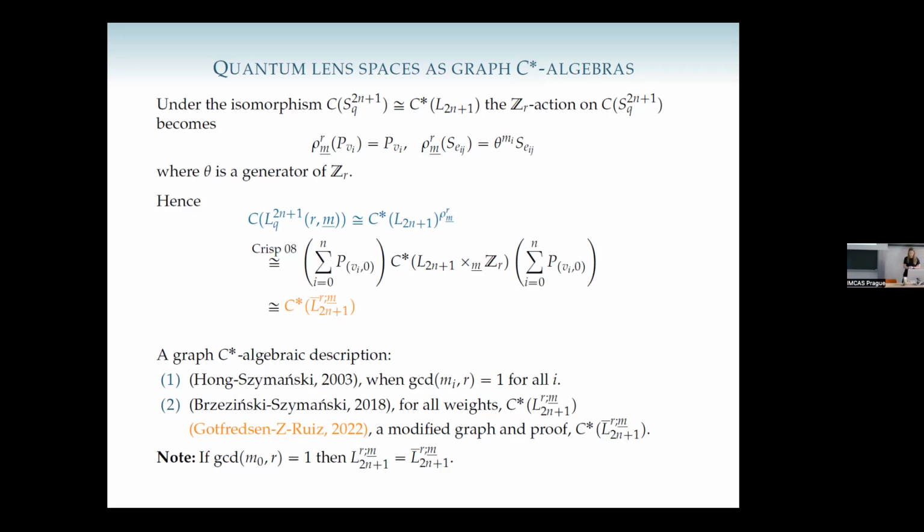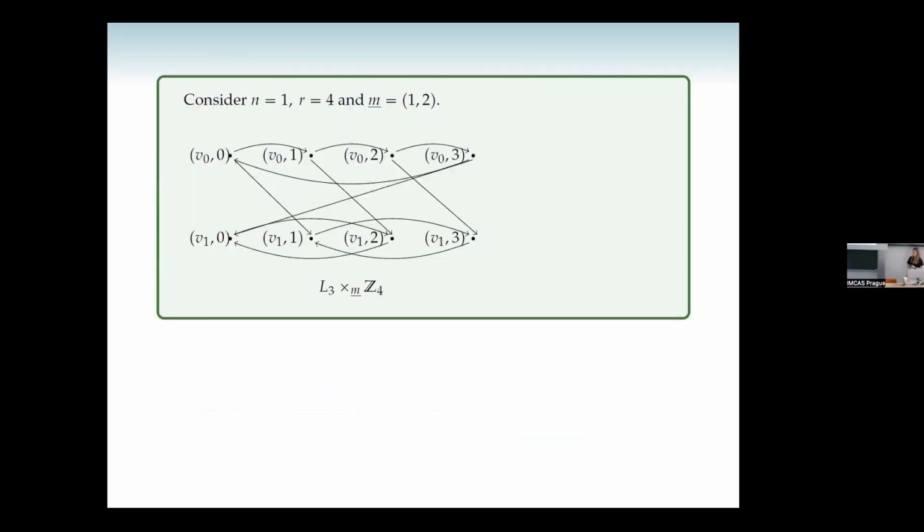So let me go into the description of these graphs here, but because I think this is, of course, a bit abstract, I will not give you the definition. Instead, I will give you some examples. I think it's easier to understand them. So if we take n to be 1, meaning that we are starting with S_q^3, then we let R be 4 here, and M, the set of weights, is 1 and 2.